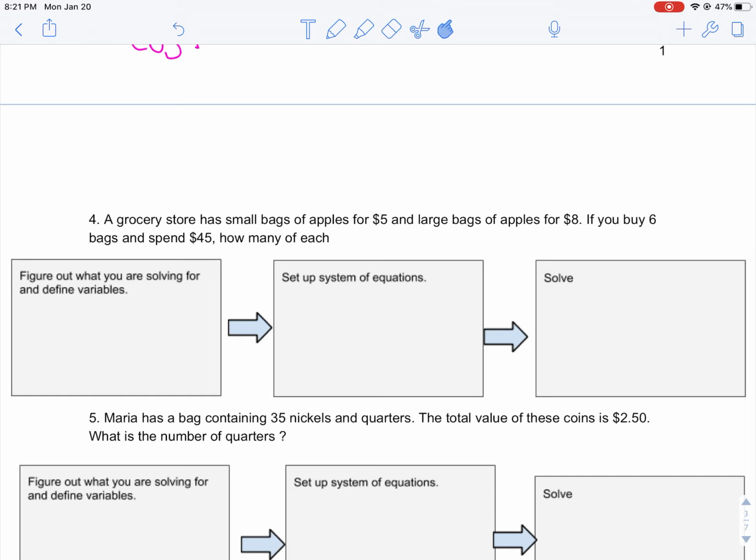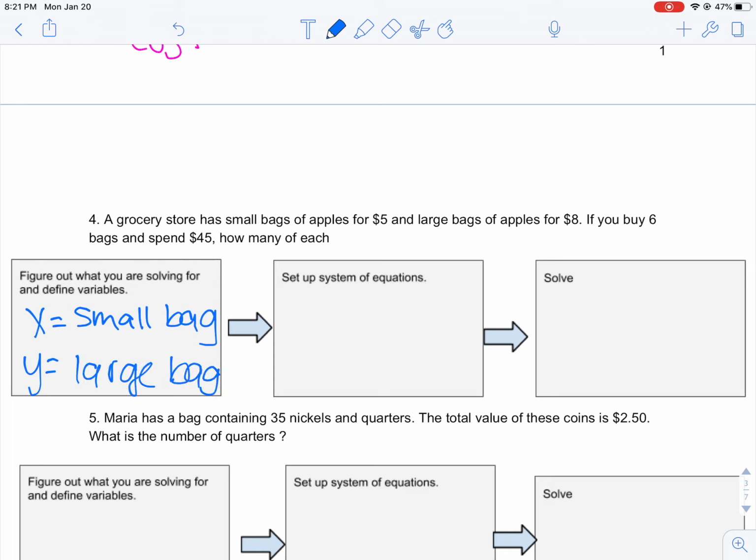So my tip for you is everything that deals with money needs to stay with money, and everything that deals with items, so in this case, number of bags that you buy, stays in the other equation. So we're trying to figure out how many of each bag we bought. So X can be our small bags of apples. Y can be our large bags.